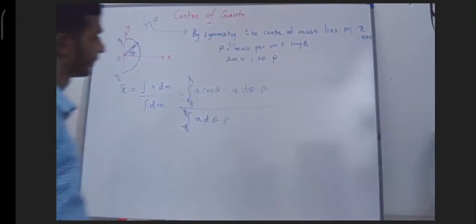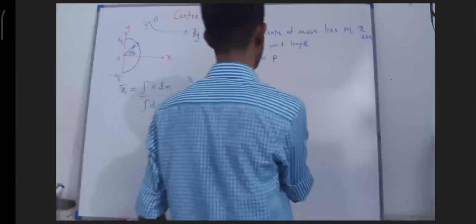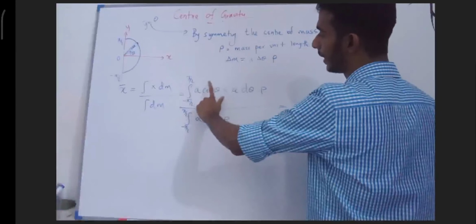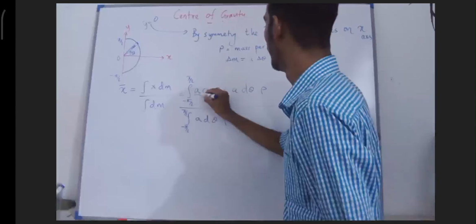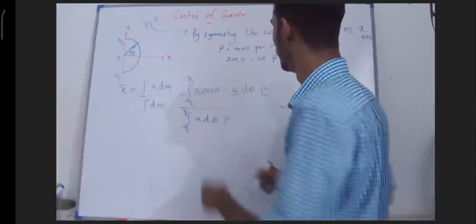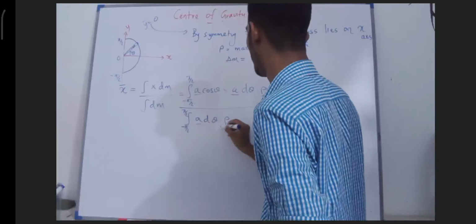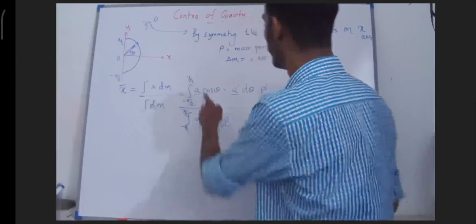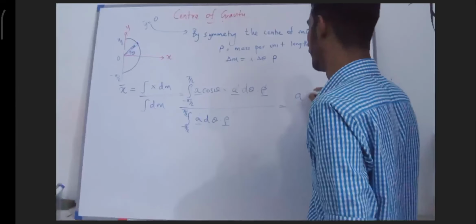I have just written this one. Now if I simplify this, what are the constants that are inside the integration symbol? This a, and this rho. So I can take them out. And again here we have a and rho, so I can eliminate this and this. So only a will remain here.